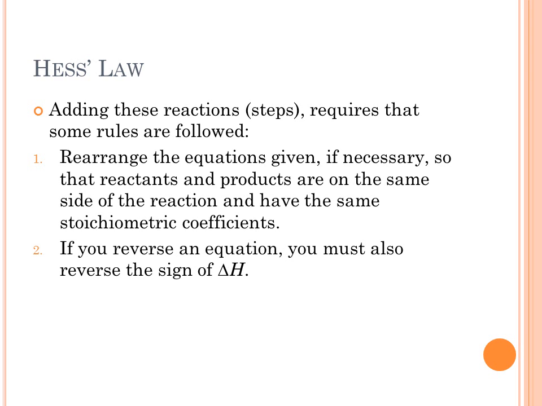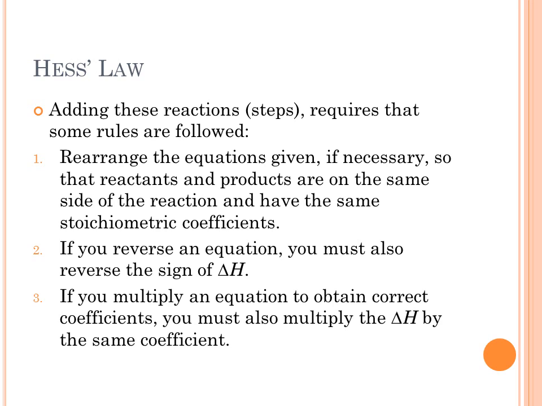If you reverse the equation, reactants versus products, that means you'll have to reverse the sign on the delta H. If you multiply the equation by a coefficient to get the stoichiometric coefficients to be the same as in the product equation, we'll have to multiply the delta H by that same coefficient. And you can do both. You can flip it and multiply it. But you don't necessarily have to do both. You can do one or the other, or in some cases you'll just leave it alone.